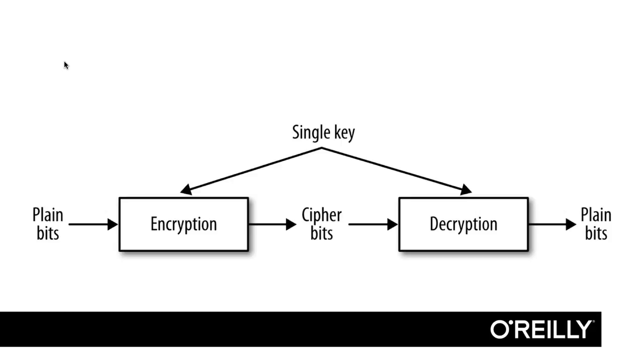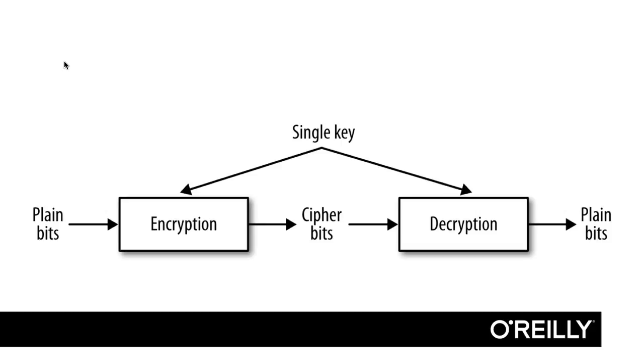The first approach is sometimes called single-key or symmetric, and the idea is this. If you start over on the left, you see plain bits. These are unencrypted bits, for example, the bits that make up a message sent from a client to a server or in the other direction. These plain bits are put through the encryption engine. They're one input. The second input is a numeric value, the single key, which is used to transform those bits into cipher bits. Basically, this is an arithmetic computation.